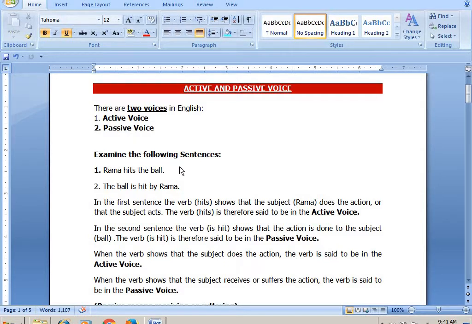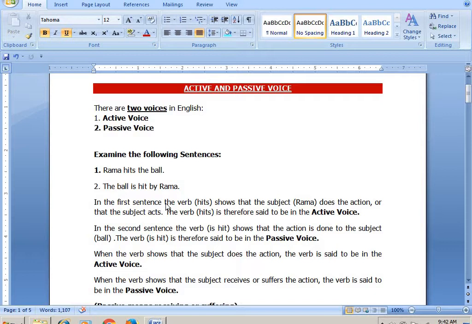Examine the following sentences. Rama hits the ball. It's a sentence which has a subject, verb, and the object. The ball is hit by Rama is also a sentence, but there is a difference, though it sounds the same.